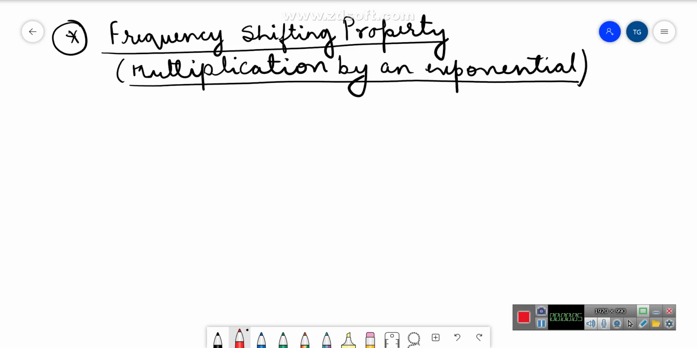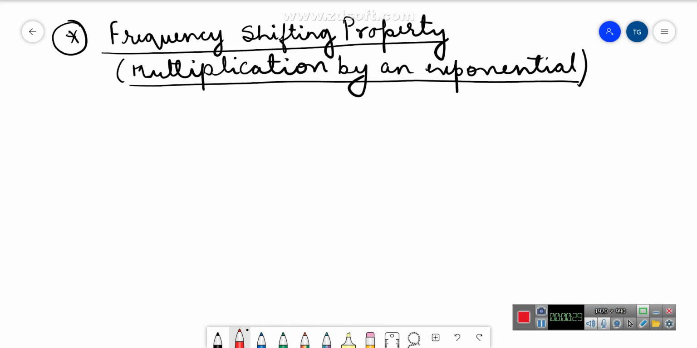In this video, we will see properties of Fourier transform. So, in this video, we will see three properties, that is frequency shifting property, time reversal property, and time scaling property. So, first we will see frequency shifting property.